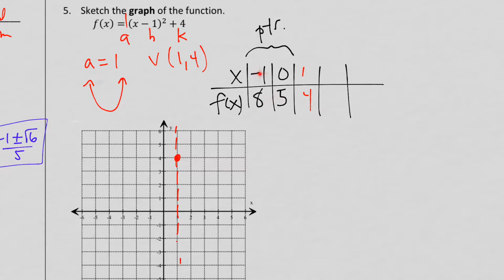If I plot -1, 8, it's going to spill off my grid a little bit, to be about here. I'm just going to guess. And the point 0, 5 is here. So notice how if I plot those points and reflect them, then again, there's a more precise graph for number 5.